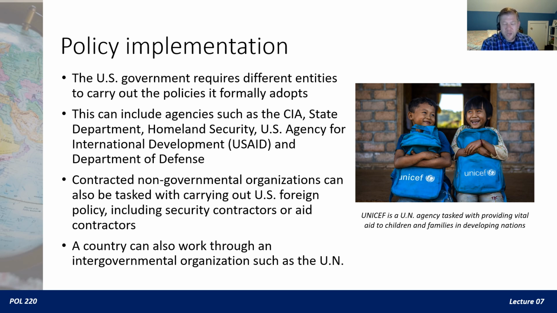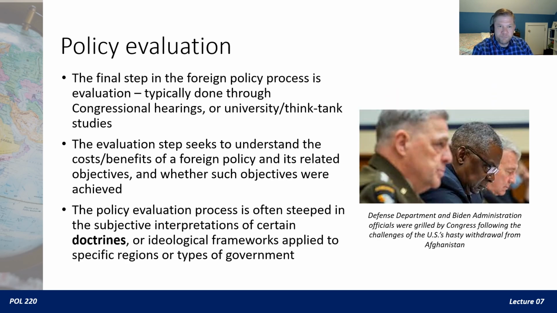A country can also work through an intergovernmental organization, which is what we'll talk about increasingly as we move through this class, such as the United Nations. So UNICEF, for instance, which provides vital aid to children and families in third world countries, is an arm of the United Nations. So that's something the United States can support, and then through the UN, carry out its foreign policy preferences.